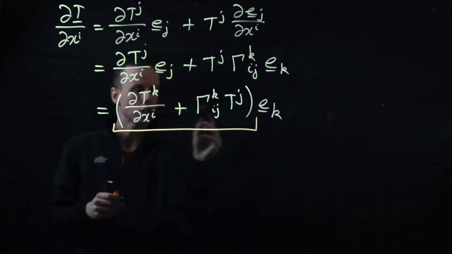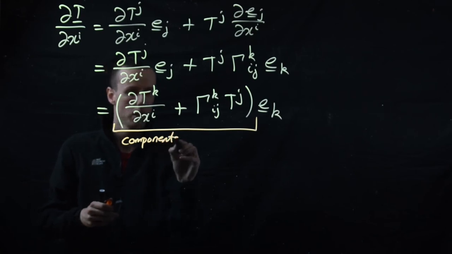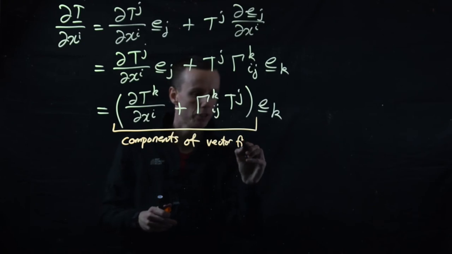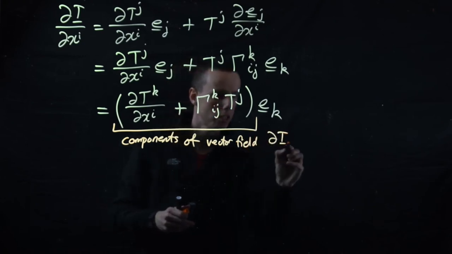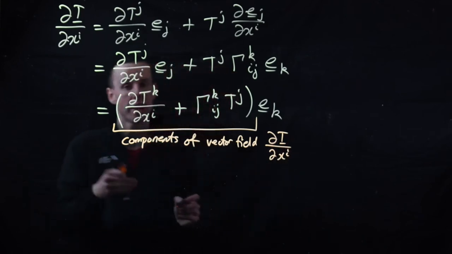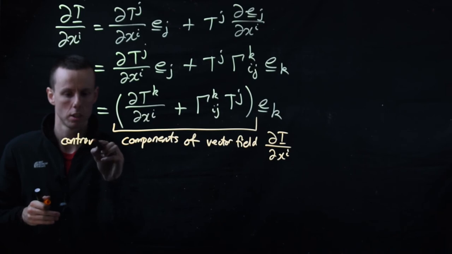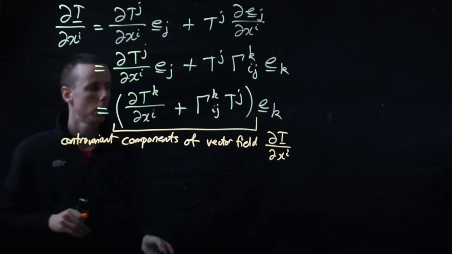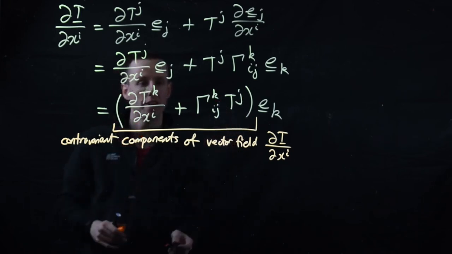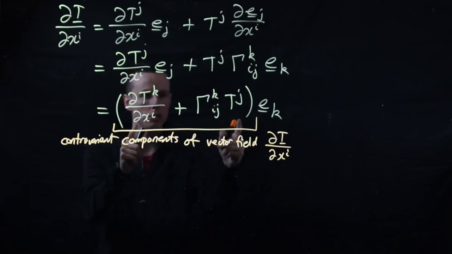So these, I'll just write, these are the components of the vector field dT by dx^i. Specifically, they are the contravariant components, because this is a natural basis vector, so the thing in front is the contravariant component. And there's actually a special notation for this.